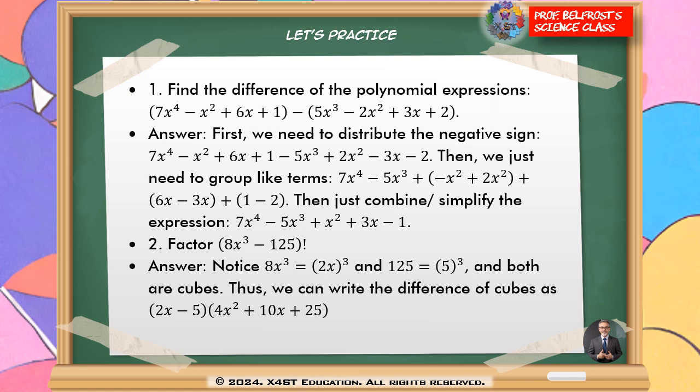Second problem, factor 8x cubed minus 125. Notice that 2x cubed gives us 8x cubed and 5 cubed gives us 125, and both are cubes. So this can be written as the difference: 2x minus 5 times 4x squared plus 10x plus 25.